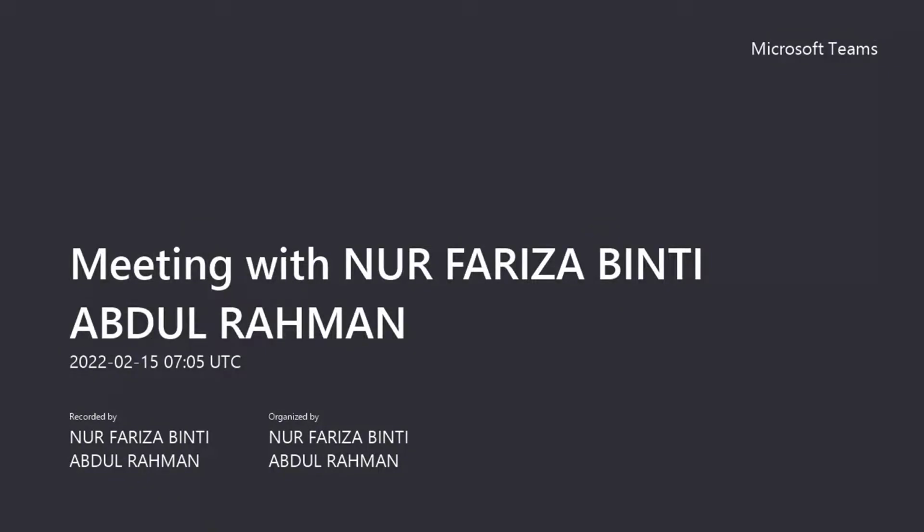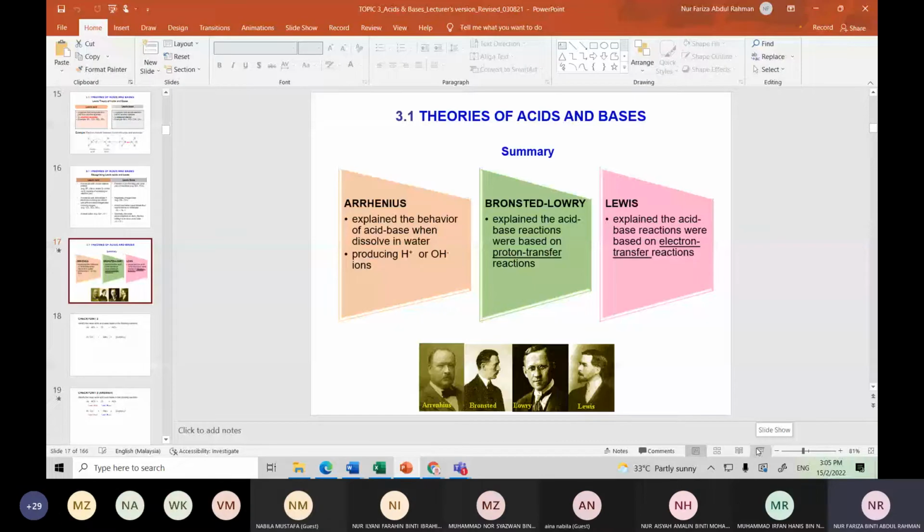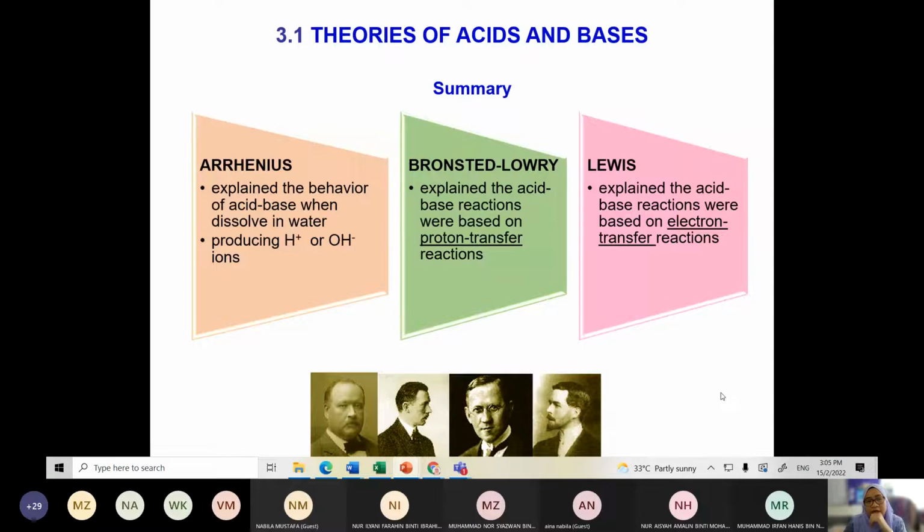So in yesterday's lecture, we discussed the theories of acids and bases. Basically, we have three theories that can be used to describe acids and bases. First, we have Arrhenius, then Bronsted-Lowry, and then Lewis. Make sure that you know the difference between these three theories.